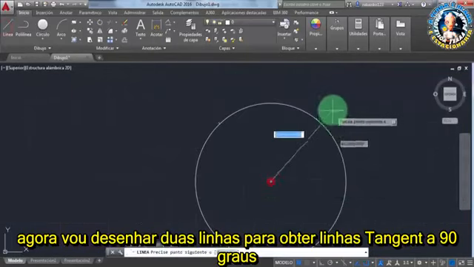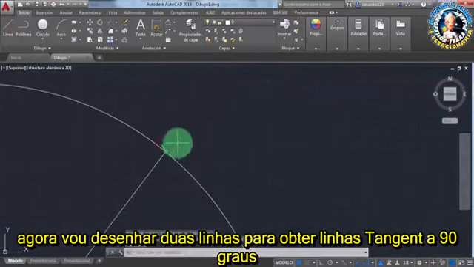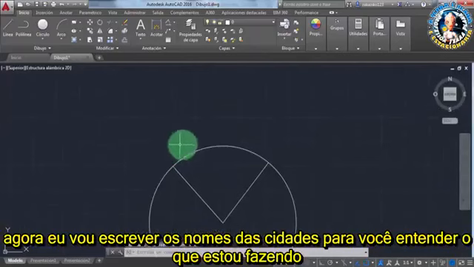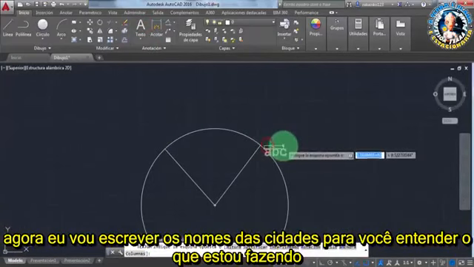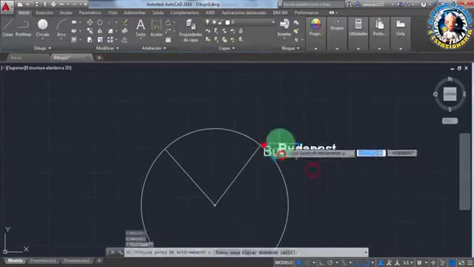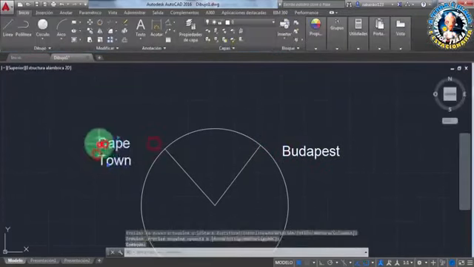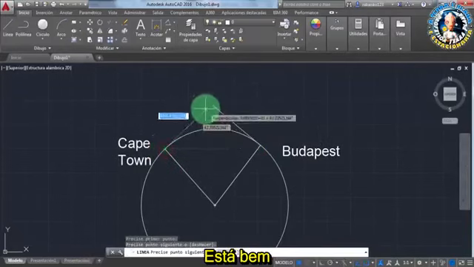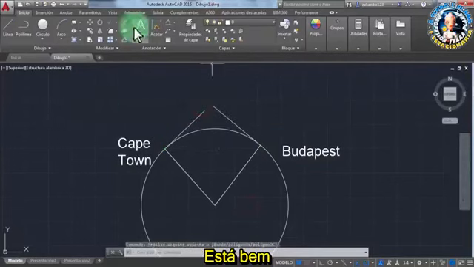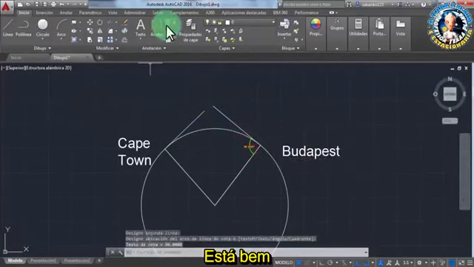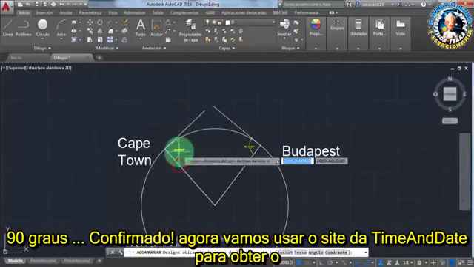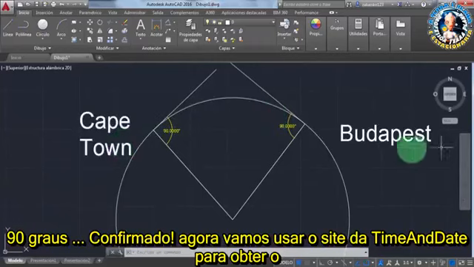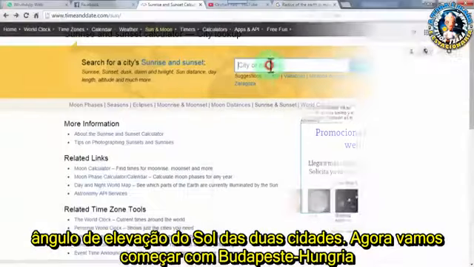I'm going to draw 2 lines to get tangent lines at 90 degrees. Now I'm going to write the names of the cities so you can understand what I'm doing. Now I'm going to draw the tangent lines. Okay, there you go. 90 degrees, confirmed. Now we are going to use the Time and Date website to get the elevation angle of the sun of the two cities.